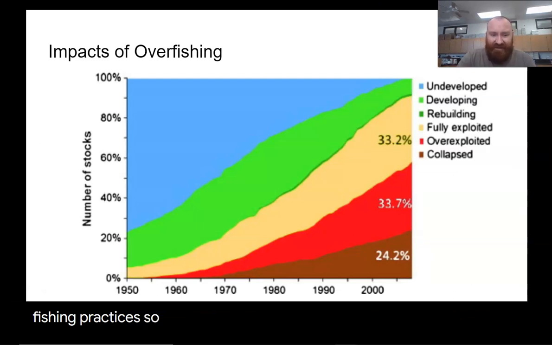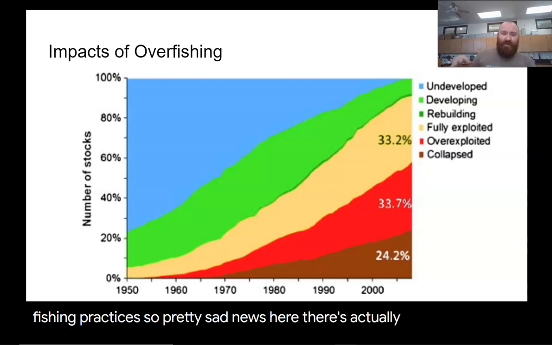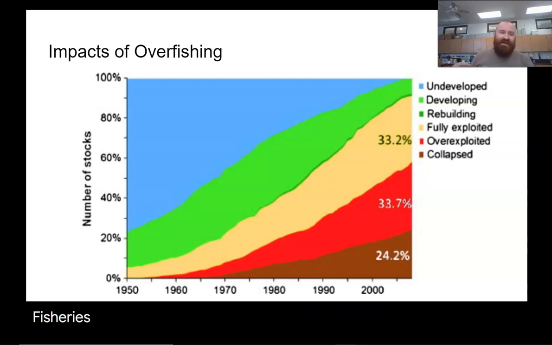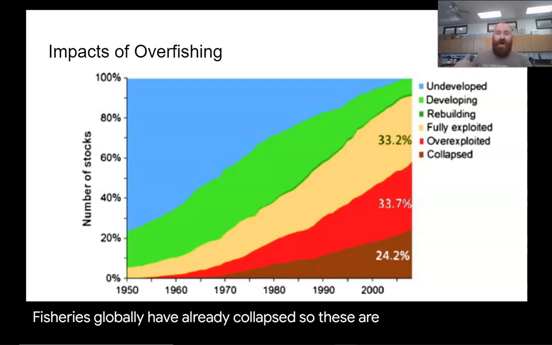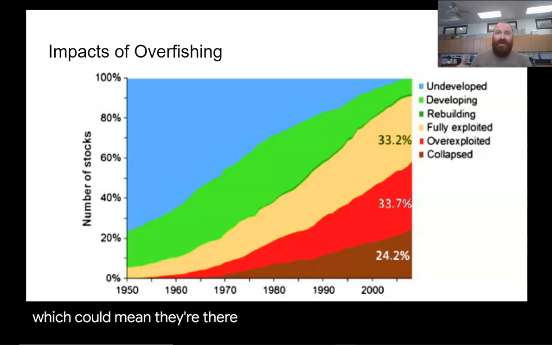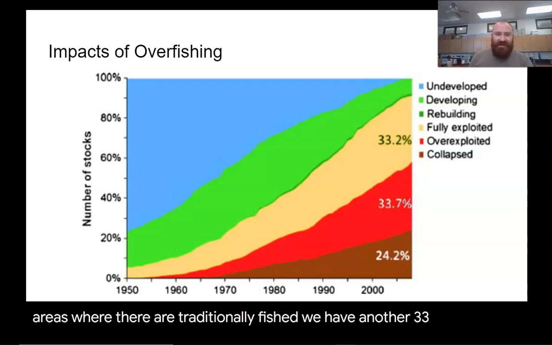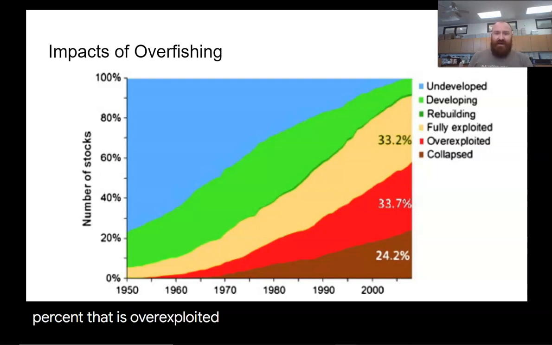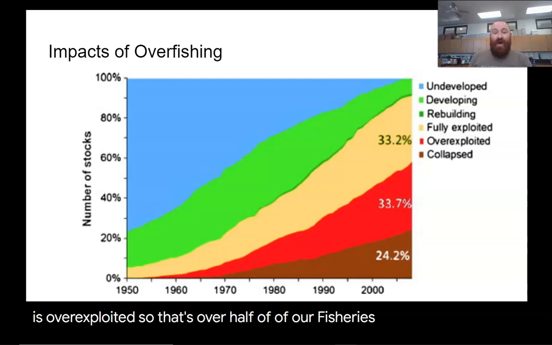So pretty sad news here. There's actually 24.2% of our fisheries globally that have already collapsed. So these are unfishable anymore, which could mean they've gone extinct or almost extirpated in the areas where they were traditionally fished. We have another 33% that is overexploited. So that's over half of our fisheries worldwide that are either collapsed or overexploited.